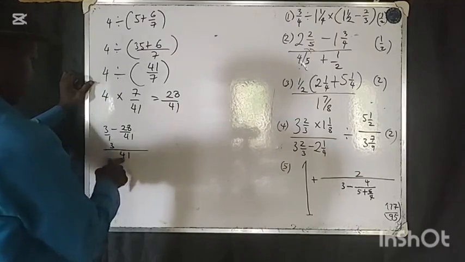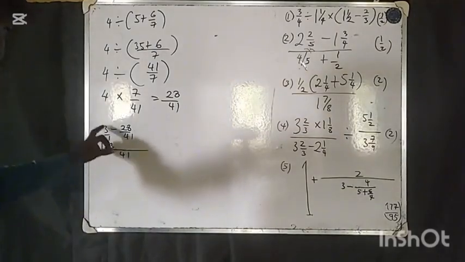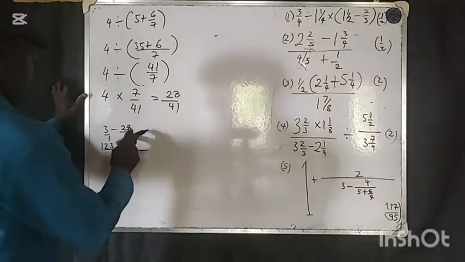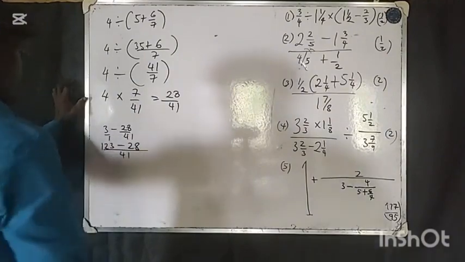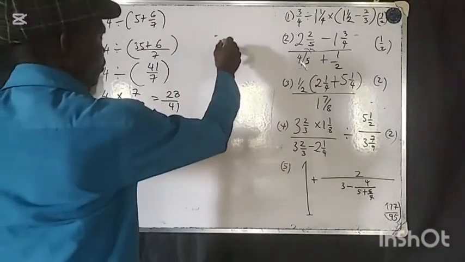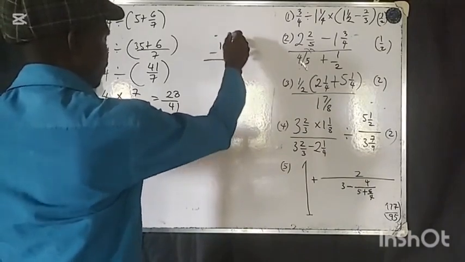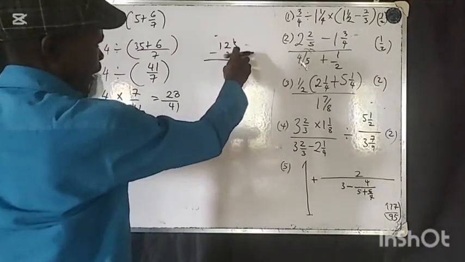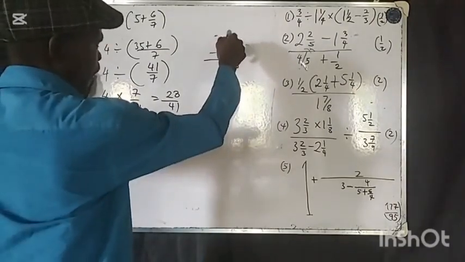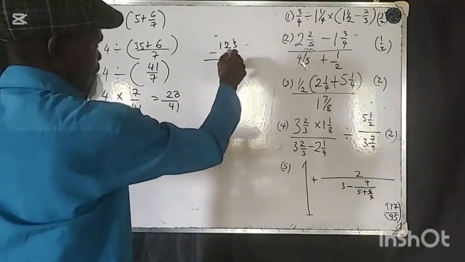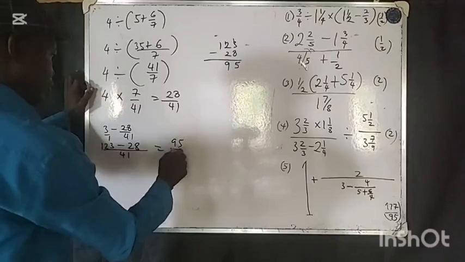3 times 4 is 12. We have minus. 41 goes in 41, 1. 1 times 28. We have this. If we subtract now, 123 minus 28 will give us 95. 13 minus 8, that will be 5. Here remain 11 and 1. 11 minus 2, that will be 9. So this one gives us 95 over 41.